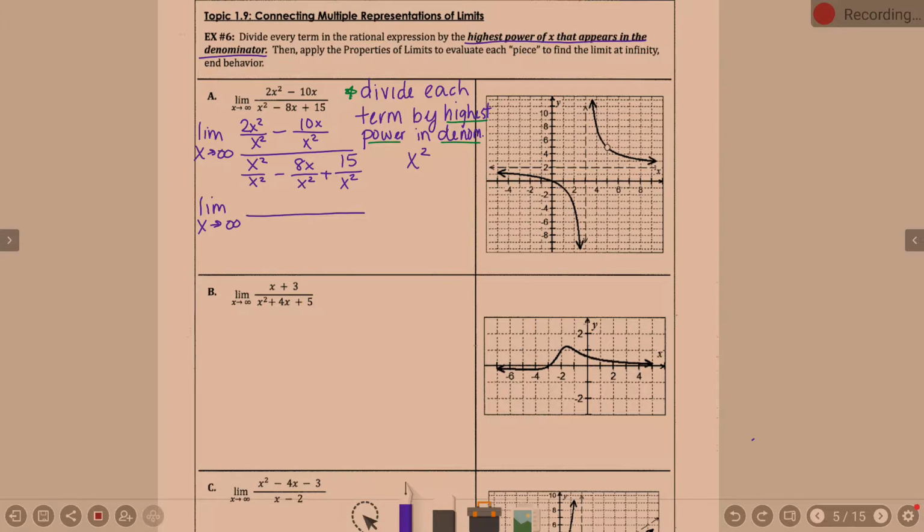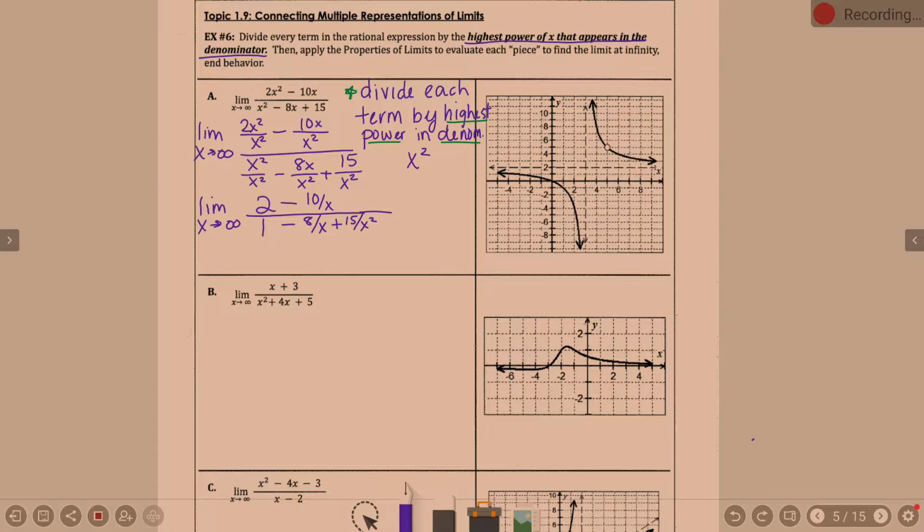Now, clean this up with me, because a lot of it will clean up reasonably well. 2x squared over x squared becomes 2. Minus 10x over x squared reduces to 10 over x. X squared over x squared reduces to 1. 8x over x squared is 8 over x, and 15 over x squared stays 15 over x squared. Now, this is the limit as x approaches infinity.